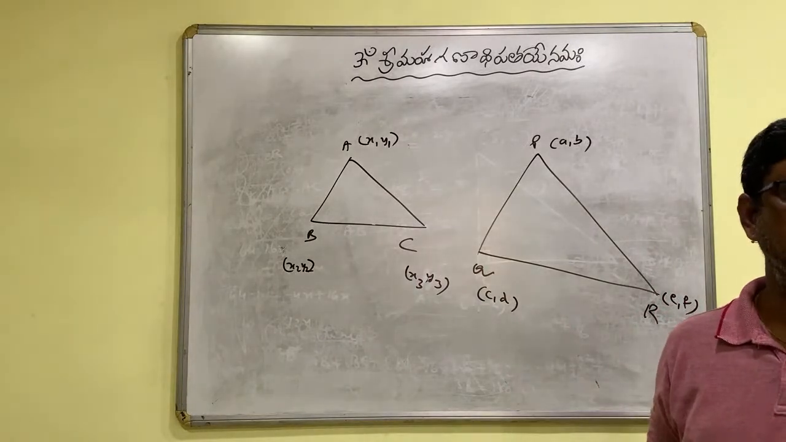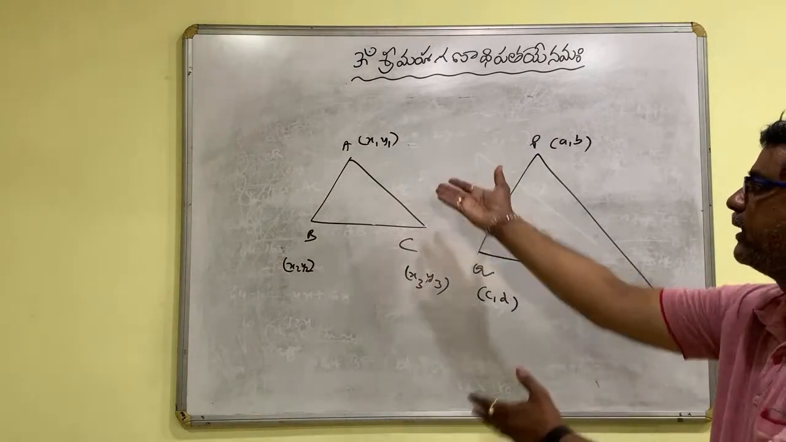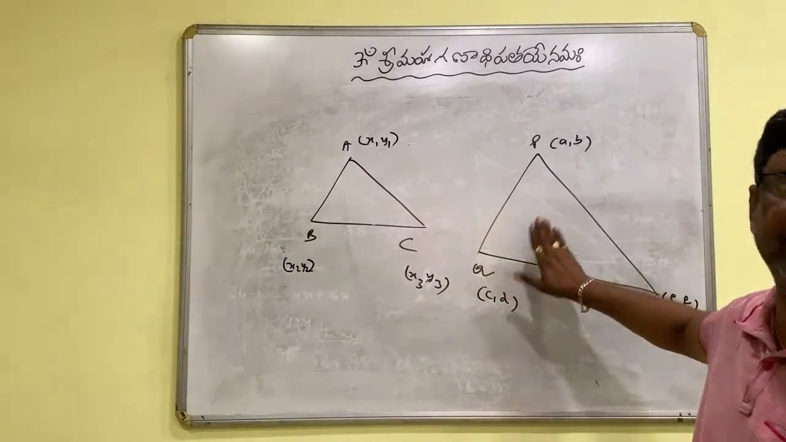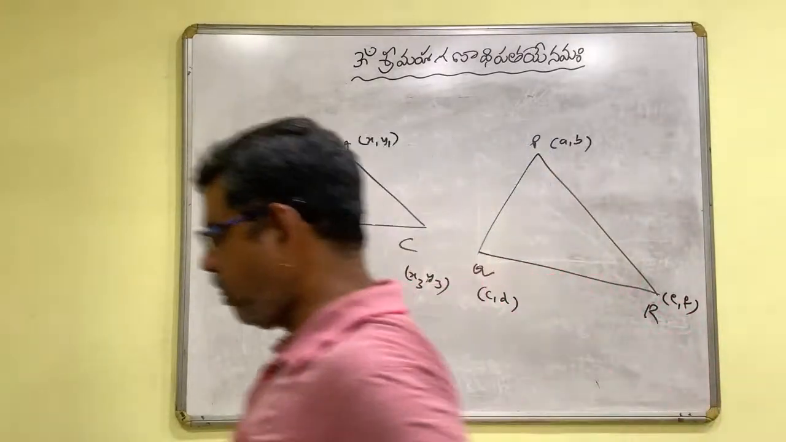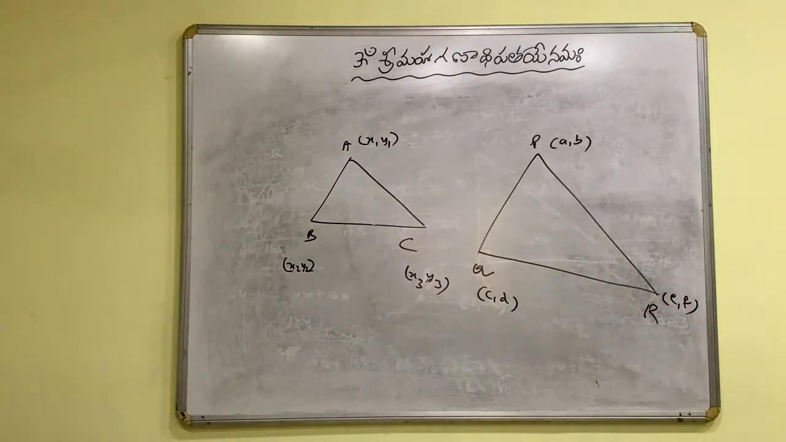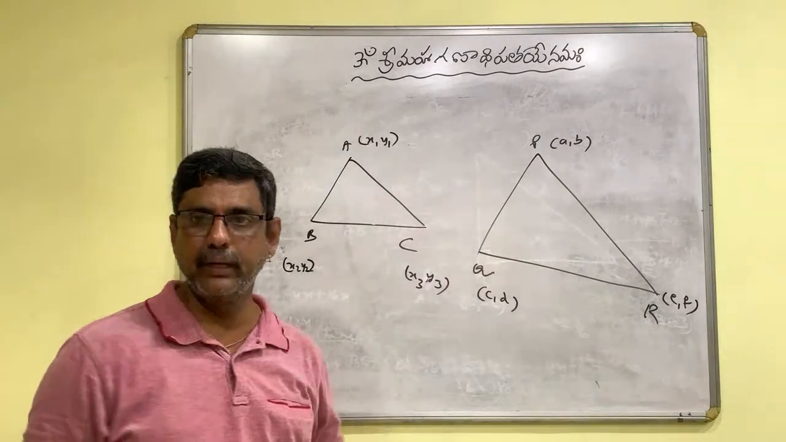Because we know all the vertices. We know vertices of this triangle and we know vertices of this triangle. How to prove it? Triple S similarity. What do you mean by that, Neha Devi?